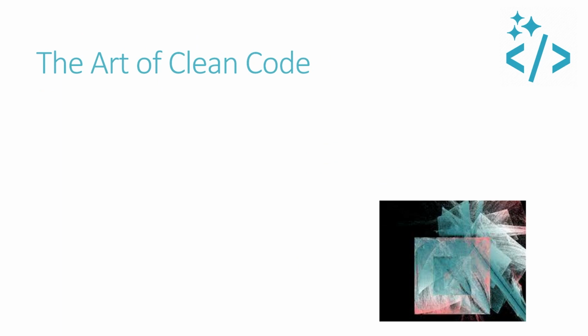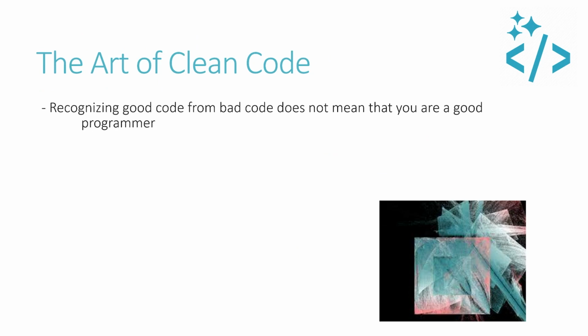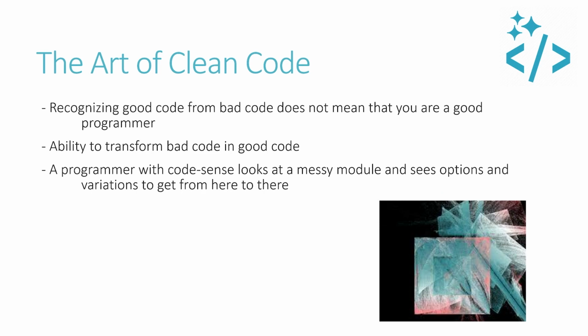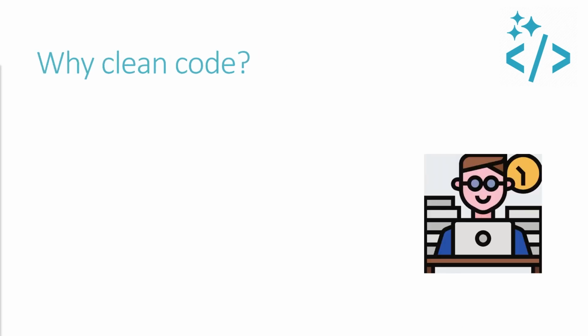Good. Yeah, the art of clean coding is again something about the professional attitude and recognizing good code from bad code. It doesn't necessarily mean that you're a good programmer. You need to have the ability to transform bad code into good code. So a programmer with code sense looks at a messy module and sees options and variations to get from one state of the code to a better design. So next we'll see why would we want to write clean code.